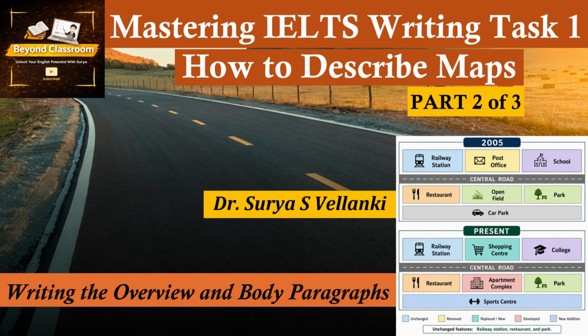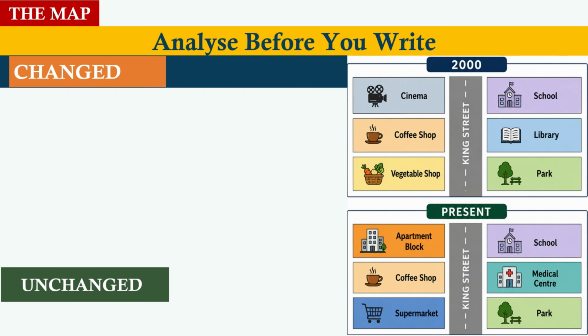In part 1 of this series, we learned the 3 vocabulary groups for describing maps: location and direction, change language, and position and proximity. In this video, part 2, we are going to use that vocabulary to write the overview and the body paragraphs. We will use a new map example so you get practice with fresh material. Let's get started. Here are the 2 maps we'll be working with.